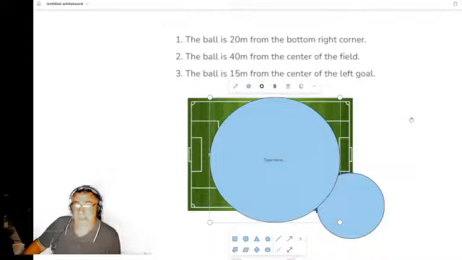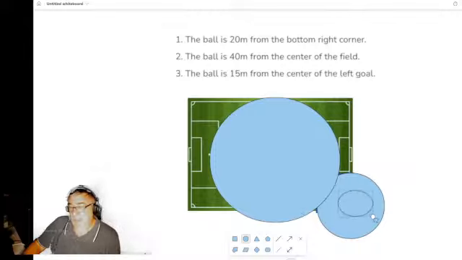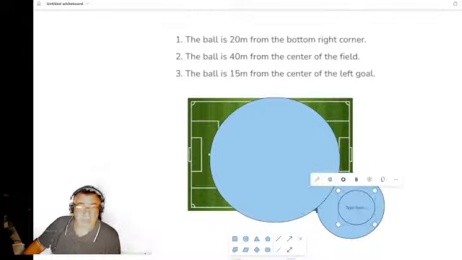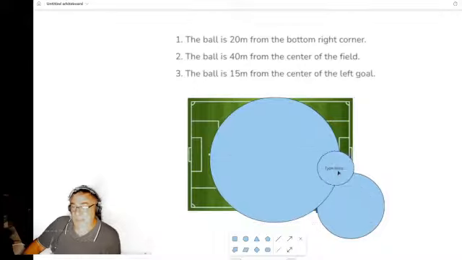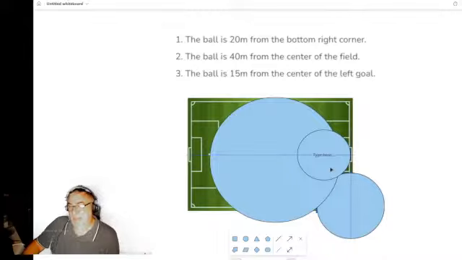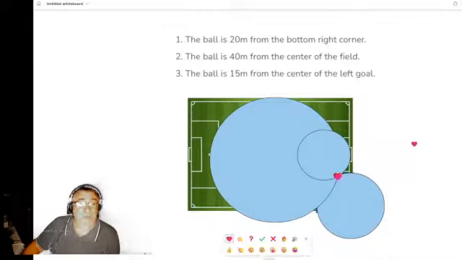And the last one says 15 meters. Well, 15 meters is a little bit smaller than the original circle. And it would be placed, okay, I'll probably undersize that a bit for the diagram, but I think we'll get the idea. If it's positioned about there, what do you see? You can see exactly where that ball is located. The ball is located there, because that's the spot where all 3 circles overlap with each other.